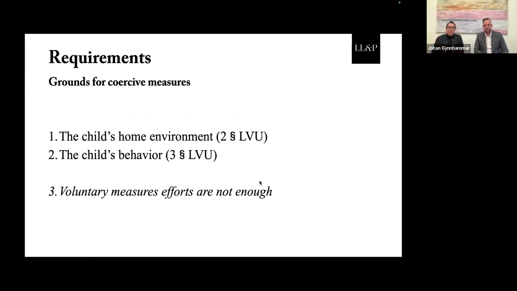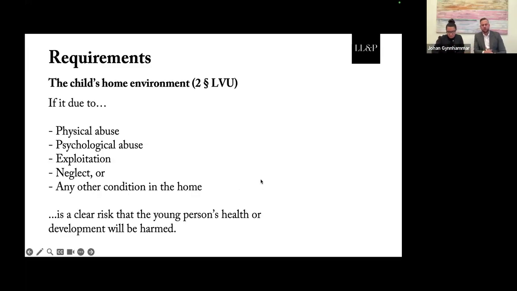grounds that the law looks upon. The first one is the child's home environment, and that is basically what happens within the home that makes it possible for the state to say that they have to take care of the child. And the other one is the child's own behavior, which also comes in when voluntary measures are not enough. We will get into this very shortly. Yeah. And to start with the paragraph 2 of the LVU law, we have the child's home environment. In Swedish, we call it hemmiljön.